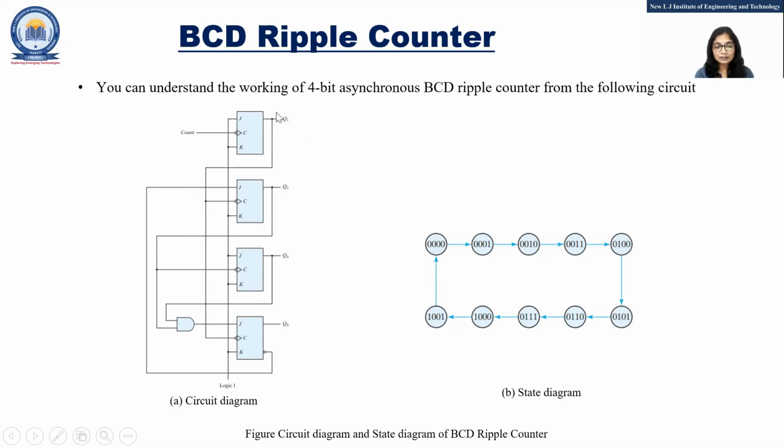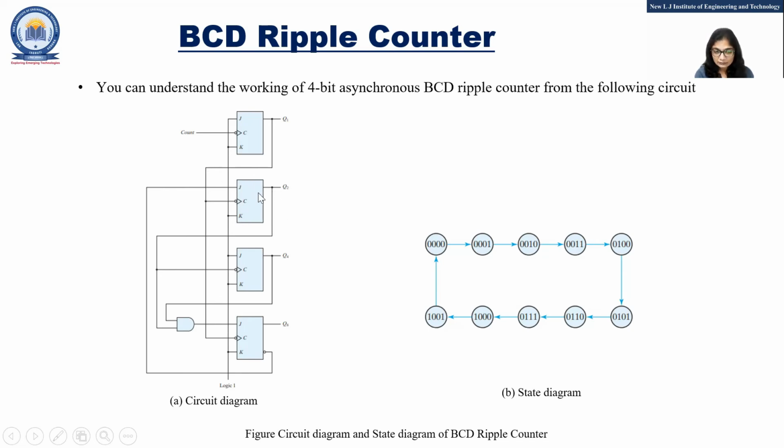Because whenever this is 1, 0, 0, 1, this is 1, and this 1 I am applying here. So whenever this Q8 is 1, this complement output is 0. I am applying 0 here, and 1 here. So 0, 1 means it will reset the flip-flop. So this flip-flop will be reset because I am applying 0, 1 here.